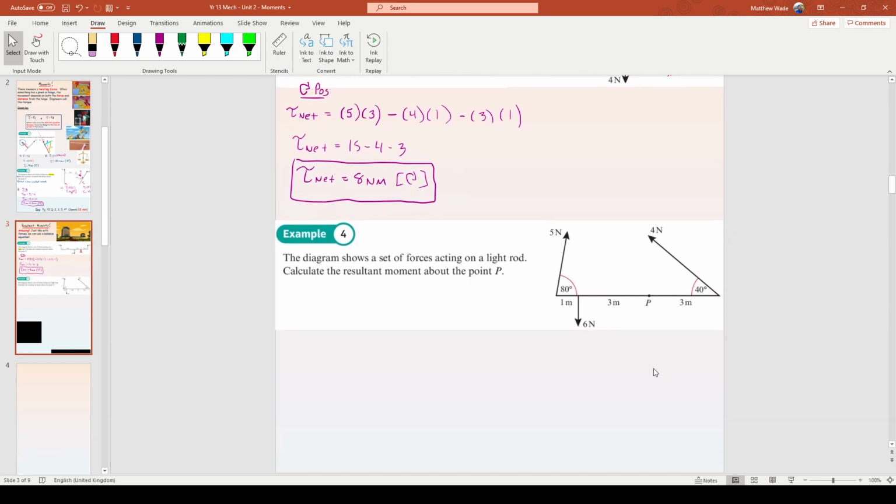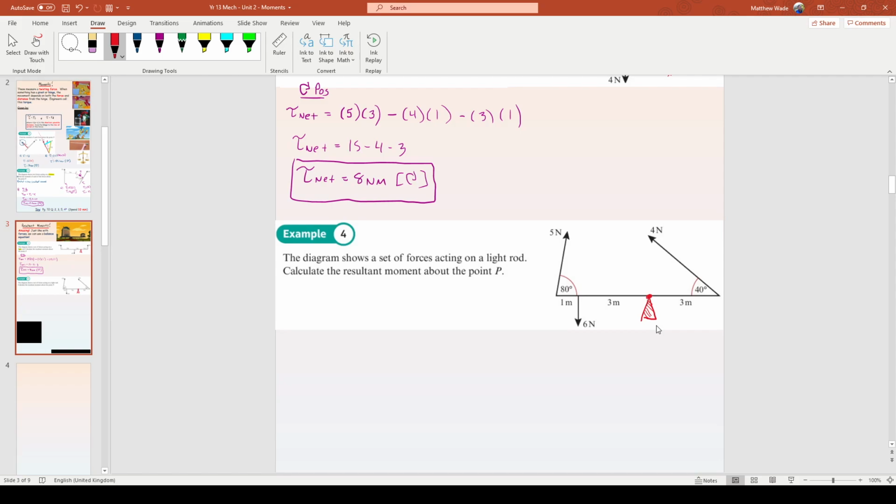Now, here's the thing, buddies. If you really want a challenge, this is the same question, but with awkward forces. Remember, it's the shortest possible distance to the line of action of each force. Now, if you're feeling brave, go ahead and pause and try it on your own. If not, I'll go through it with you. It is hard.